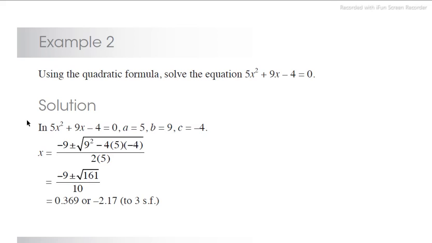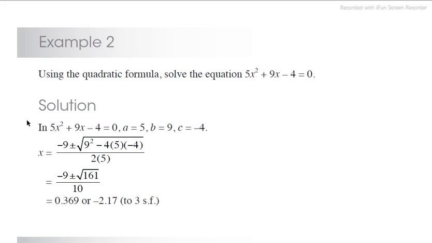Remember, our formula is x equals negative b plus or minus the square root of b squared minus 4ac, over 2a. So when we replace these unknowns with their respective values, we now simplify to get the value of x.